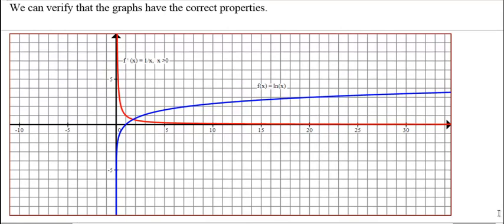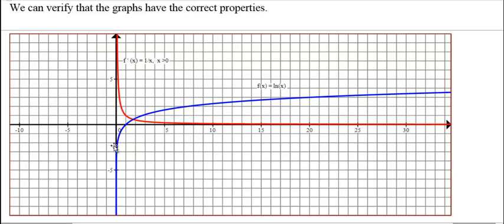Okay, so ln of x is the blue graph. It's only defined when x is positive. Notice it's increasing everywhere, so the derivative, 1 over x, which is the red one, is always positive. Makes sense. The original function f of x is concave down, so its derivative is a decreasing function, which we see here.